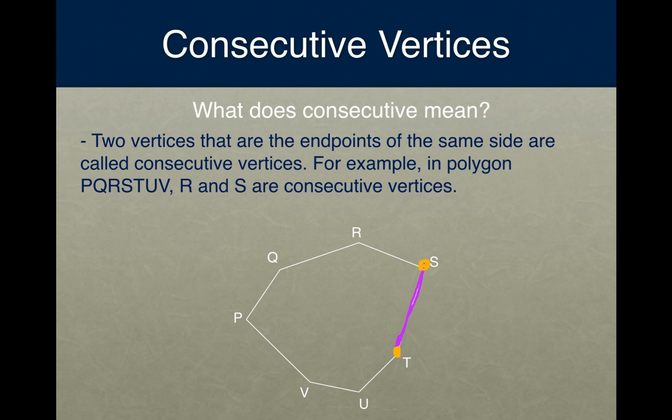Another example is if we look at our side right here, RS. Vertex R and vertex S are consecutive vertices because they're on either side of that side RS. Take a moment. I want you to think of another pair of consecutive vertices. For example, you could have said PQ, VU, UT. There are many different options of consecutive vertices on this figure.